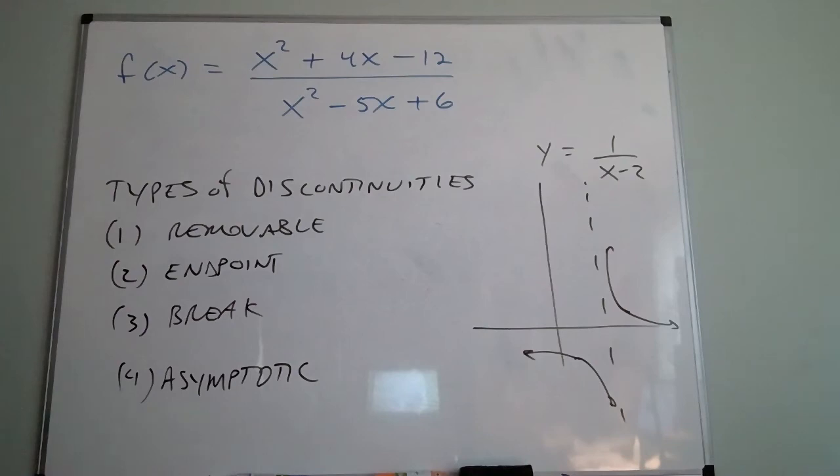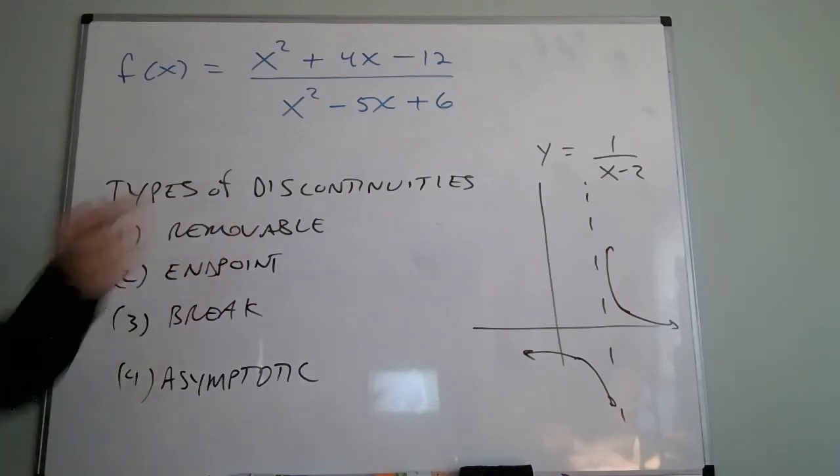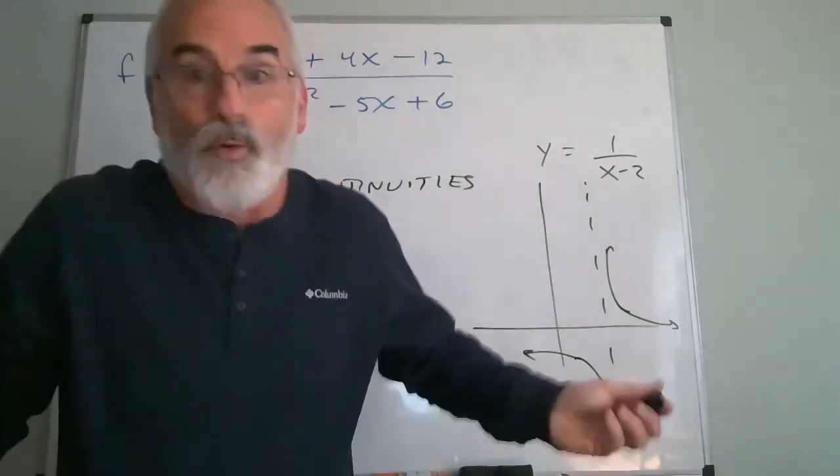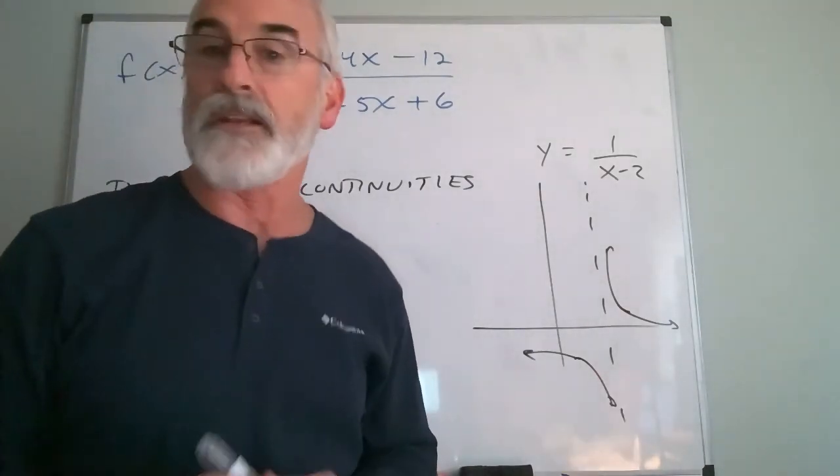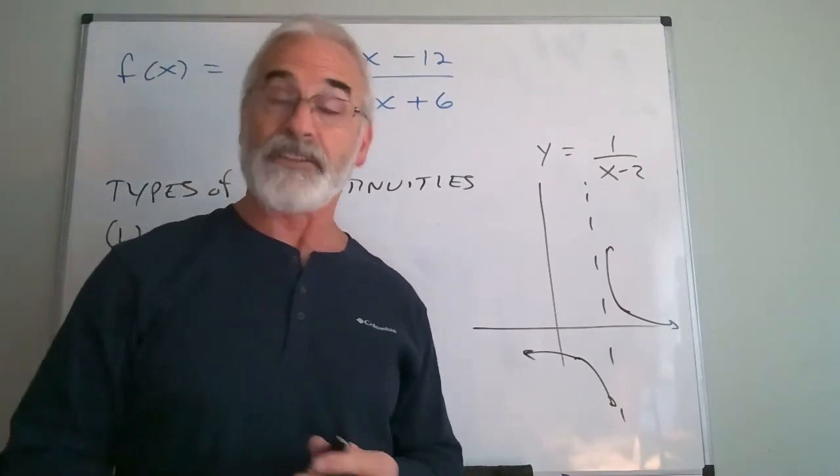So the 4 types of discontinuities: removable discontinuity, endpoint discontinuity, a break discontinuity, and an asymptotic discontinuity. All discontinuities are one of those 4. You don't need a graph, though, to determine them. It's actually kind of simple.